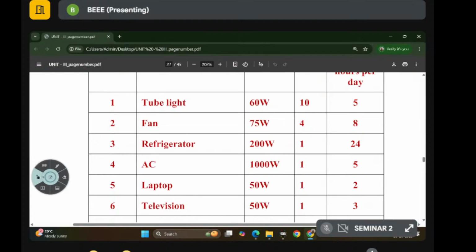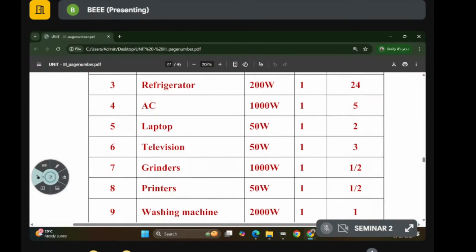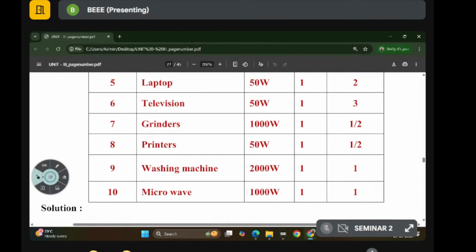Okay, right. Next one is television. Total 10 are there maybe. Grinder is 30 minutes only. Printer is 30 minutes only. Washing machine 1 hour only. Microwave also 1 hour, but we'll control that one. These two also maybe 30 minutes. 30 minutes enough actually. Not enough. Washing machine, you will use 3 hours on average per week.